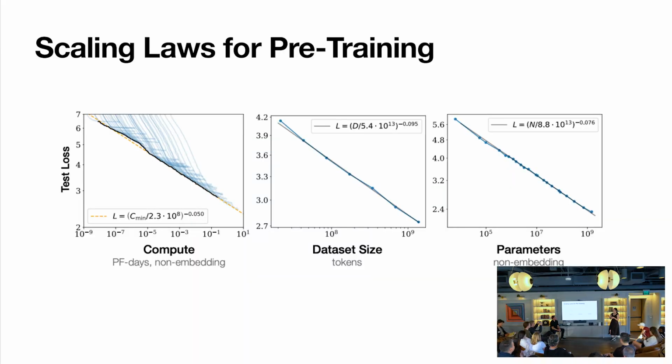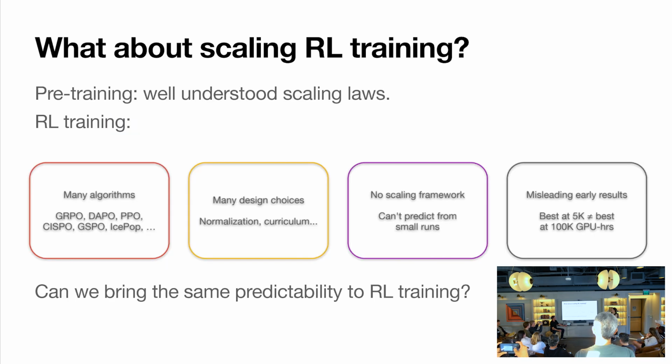So the scaling laws for pre-training are understood pretty well. We know that there's this power law where the loss basically decreases log linearly with respect to the amount of compute. But what about scaling RL training? So far that's been pretty vibe-based. There are so many algorithms, many design choices, and not quite a scaling framework yet. So can we bring the same scaling framework?